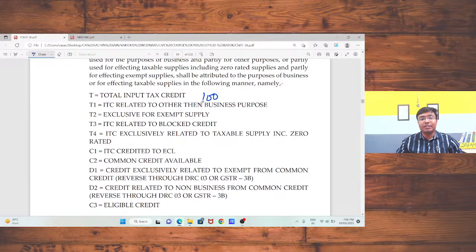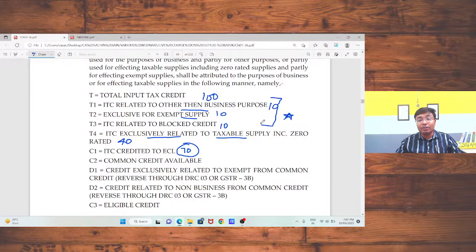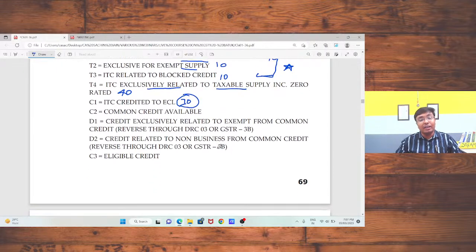Total input tax credit which is available in your GSTR-2B return is 100 rupees. ITC related to other than business purposes is 10, exempt supply exclusively is 10, and ITC related to your blocked credit is 10. In that case, ITC exclusively related to taxable supply including zero rated supply, that means your business purpose, just take that input as 40. In that case, the ITC credited to your electronic credit ledger will be 70. That means this input is not credited to your electronic credit ledger. 100 minus this, you get 70 that will be credited to your electronic credit ledger.